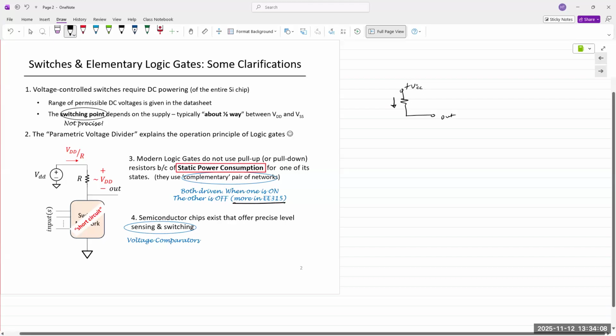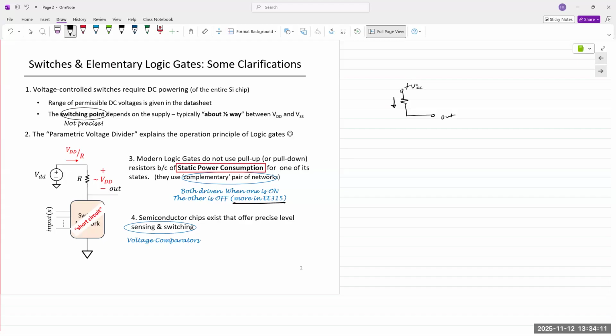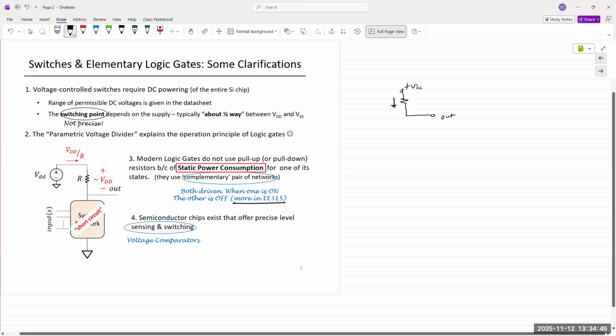Oh yeah, in CMOS, there's a pair of transistors connected in series. When one is on, the other one's off. When one is off, the other one is on, and vice versa. And so the resistance for these kinds of devices is typically very high. So it's total cutoff. And because it's total cutoff, there is little to no power consumption in an idle off state, unlike the resistors. Okay. So that's why modern logic gates do not use pull-up or pull-down resistors.